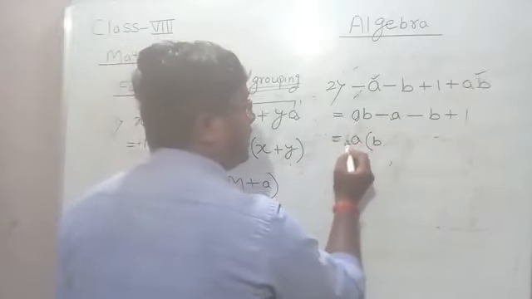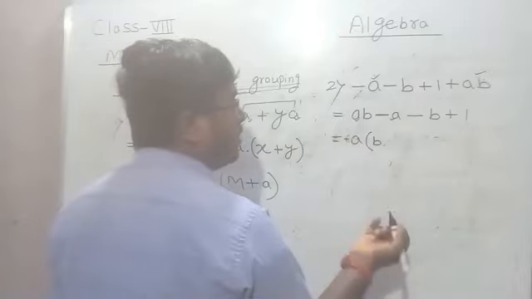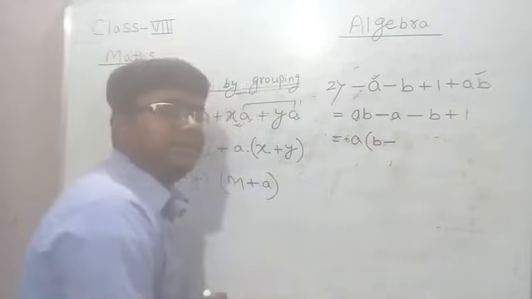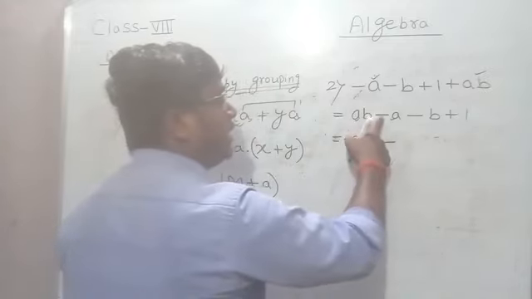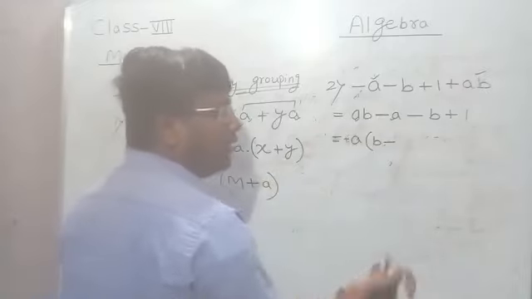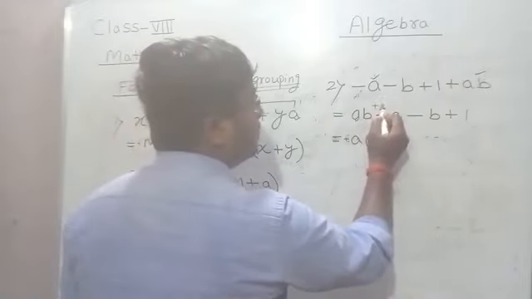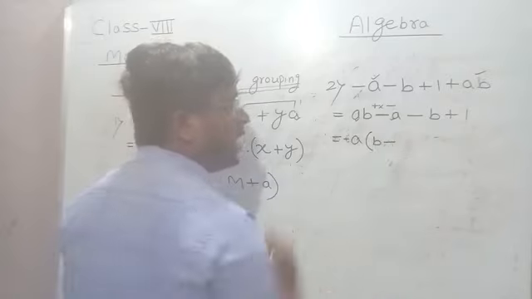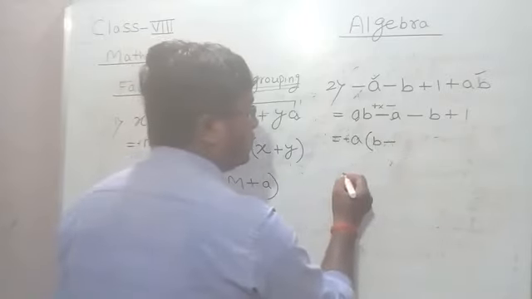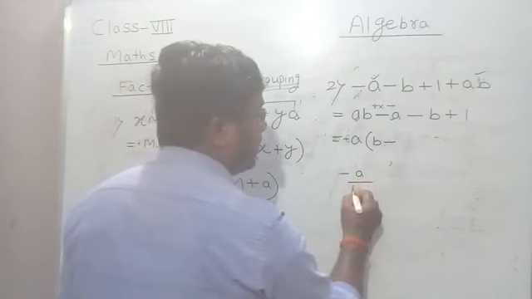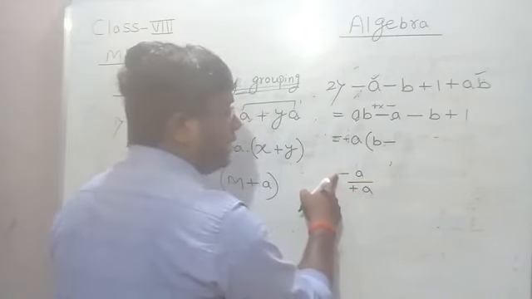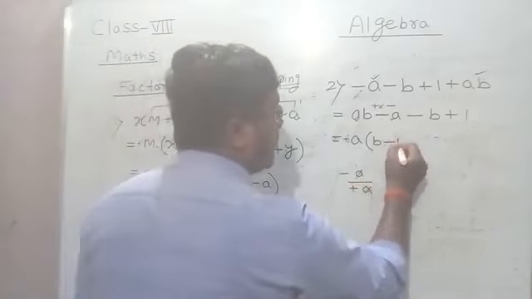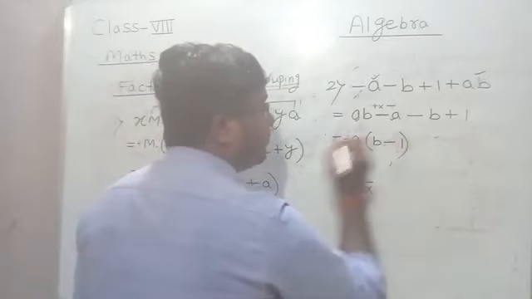Now here it is a minus sign and we have taken plus a as common. So what will be remaining? Minus. You can understand it as minus a divided by plus a, which is minus. From minus we have taken plus as common, so minus is remaining here, and the a cancels, so 1 is remaining. So b minus 1.